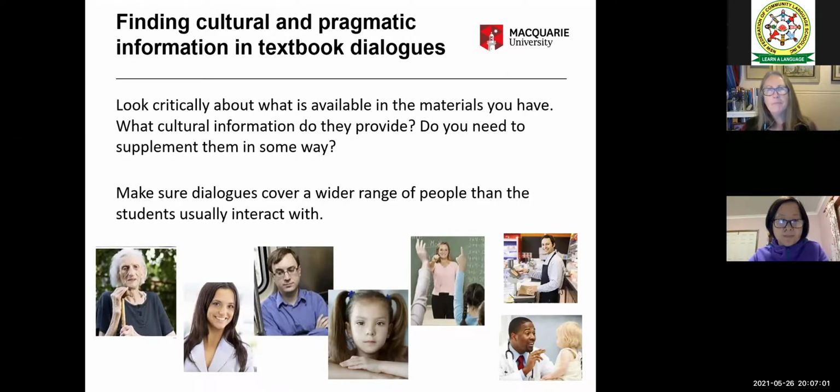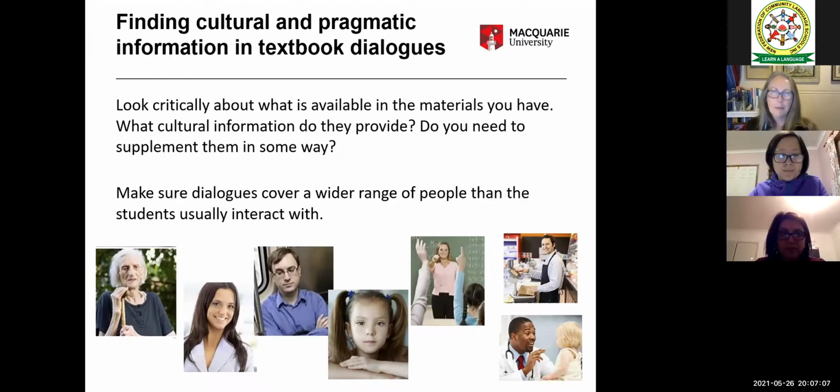And many textbooks that I've looked at, English textbooks used in Vietnam, for example, with one of my students, I've looked at textbooks for teaching Greek in Australia. And very often there's a fairly narrow range of people participating in the dialogues. And the way that the people interact with each other is not always maybe natural. So you might need to add something, and you might need to create a wider range of people than the students usually interact with.